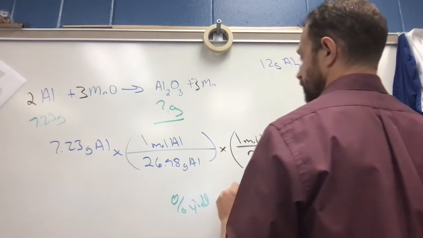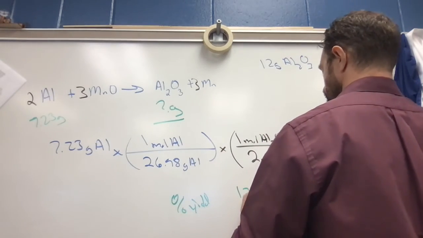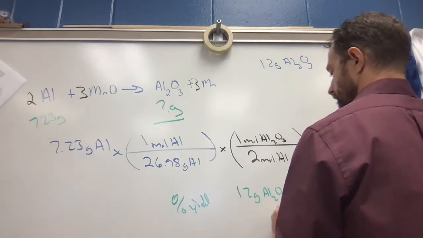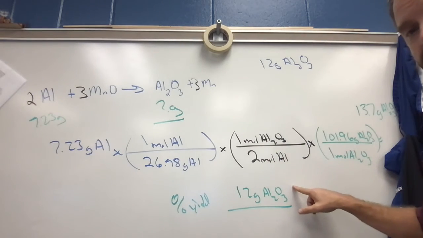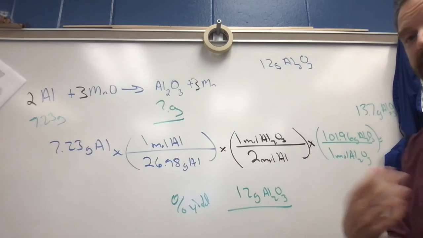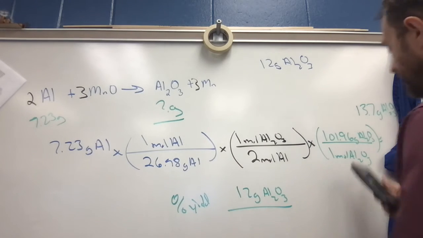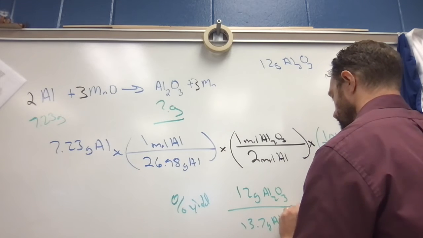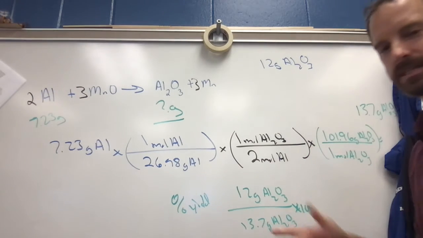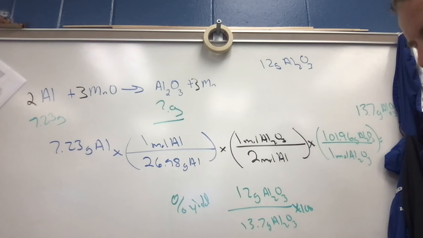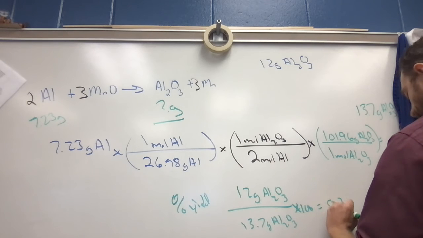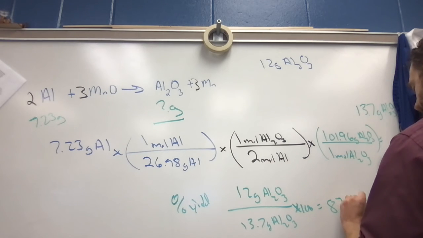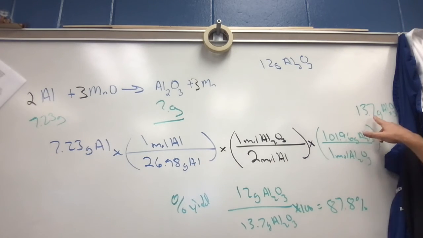So we'll take our actual, which is 12 grams. I'm going to have to give you that on the test, right? Or you physically did it in the lab, divided by my 13.7 grams times 100, right? Because it's a percent, so we times it by 100. So 12 divided by our answer from before, and that gives us 87.8%.